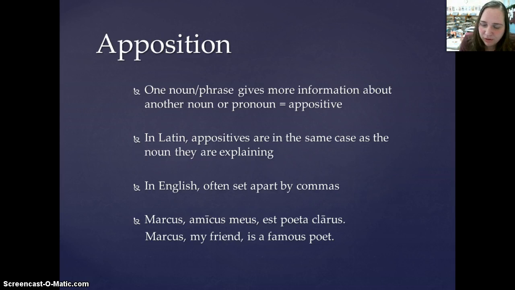So I have just a simple example here for you. Marcus amicus meus est poeta clarus. So Marcus, my friend, so here's the appositive, right, giving us more information about Marcus, is a famous poet. A little predicate nominative there again, ladies, because anytime we can reinforce the predicate nominative, we should. So again, my friend is just more information about Marcus, so my friend is the appositive. Or you could also say that my friend is in apposition to Marcus.